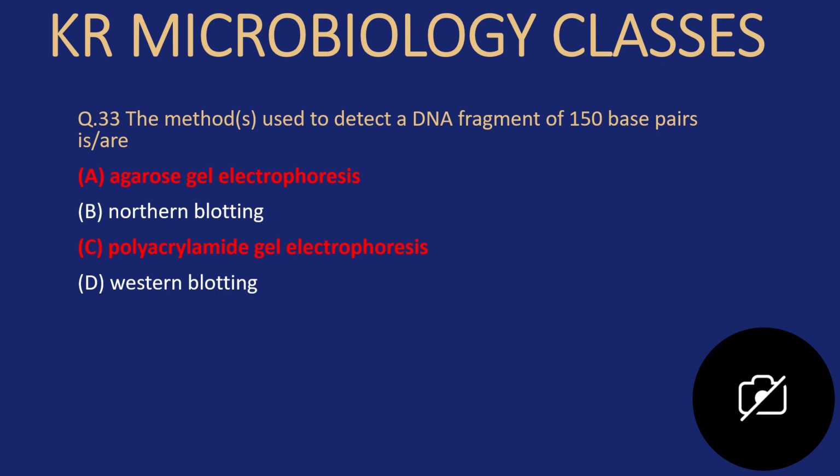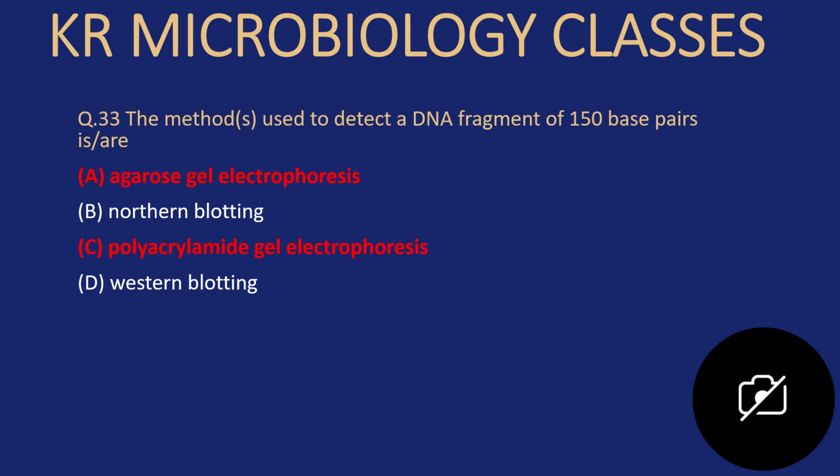If you see the next question, this method is used to detect a DNA fragment of 150 base pairs. So which method is used to detect the DNA fragment of 150 base pairs? Here you have to remember one thing: 150 base pairs means it is a very small DNA fragment. Up to 500 base pairs means it is a very small DNA fragment. Above 500 means it is a moderate size DNA fragment.